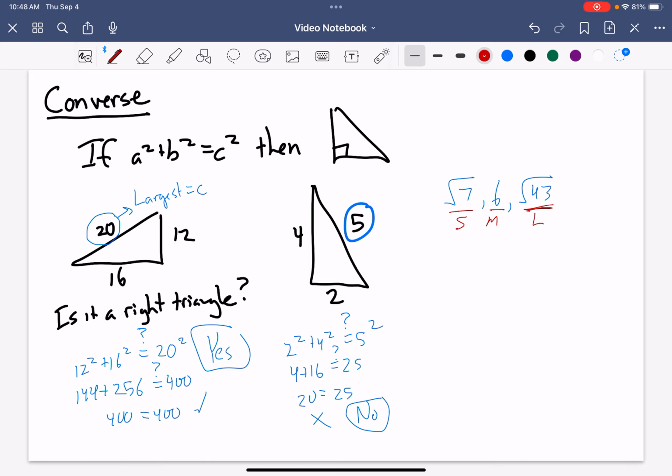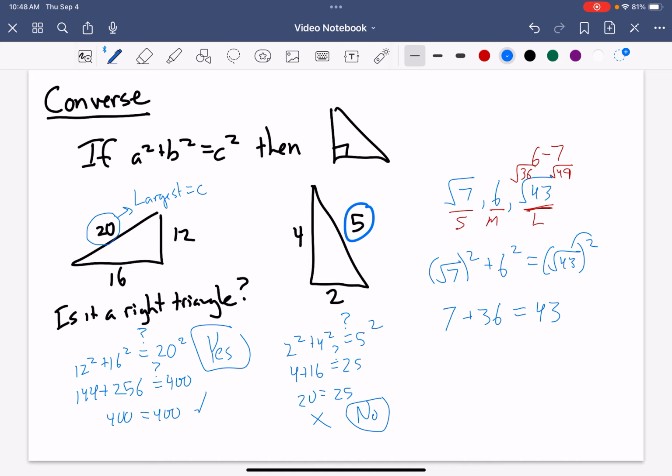And I know that because if I were to try to take the square root of 43, it's going to be between 6 and 7. Because the square root of 36 is 6, the square root of 49 is 7, and 43 is between those two. So I know it's larger than 6. That's the thought process I have for that. Since that's my largest, I set it up like I have with the other ones. Root 7 squared plus 6 squared equals the square root of 43 squared. See what happens? Here I get 7 plus 36 is equal to 43.